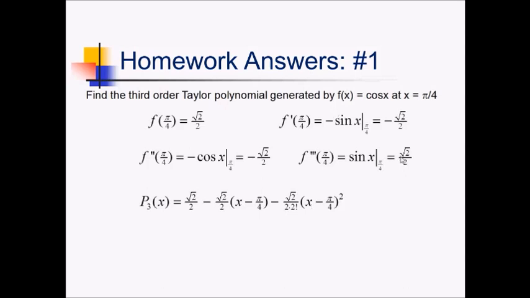And then finally, here we're going to have plus root 2 over 2 times 3 factorial. We're dividing by 3 factorial for that third coefficient there. And then we have x minus pi over 4 to the third power.